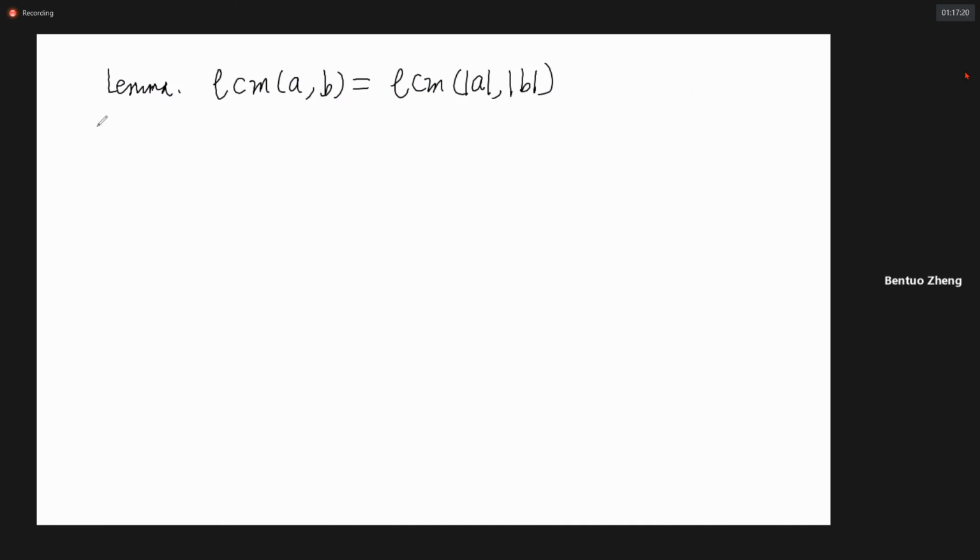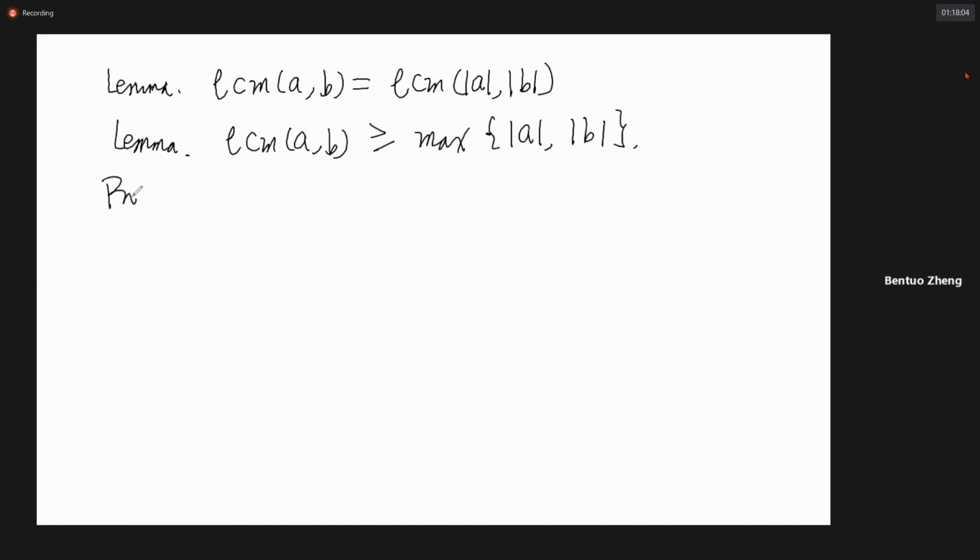And a similar lemma is that the least common multiple of A, B is always greater than or equal to the maximum of the absolute value of A and the absolute value of B, because the least common multiple of A and B is a multiple of A and also a multiple of B. So in particular, it is a multiple of the absolute value of A and of the absolute value of B, and the theorem would apply. So let's look at the proof.